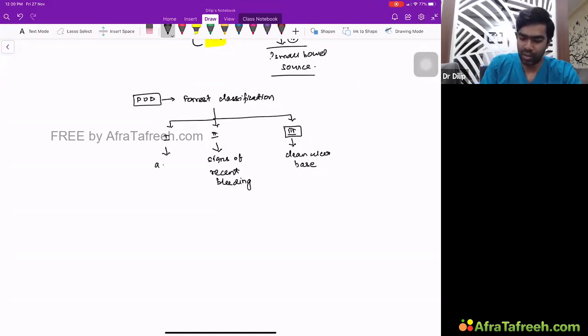And class 1 are those ulcers which have active bleeding right now. So when you do endoscopy, that is the time when you are seeing active bleeding from that particular ulcer. That is class 1.